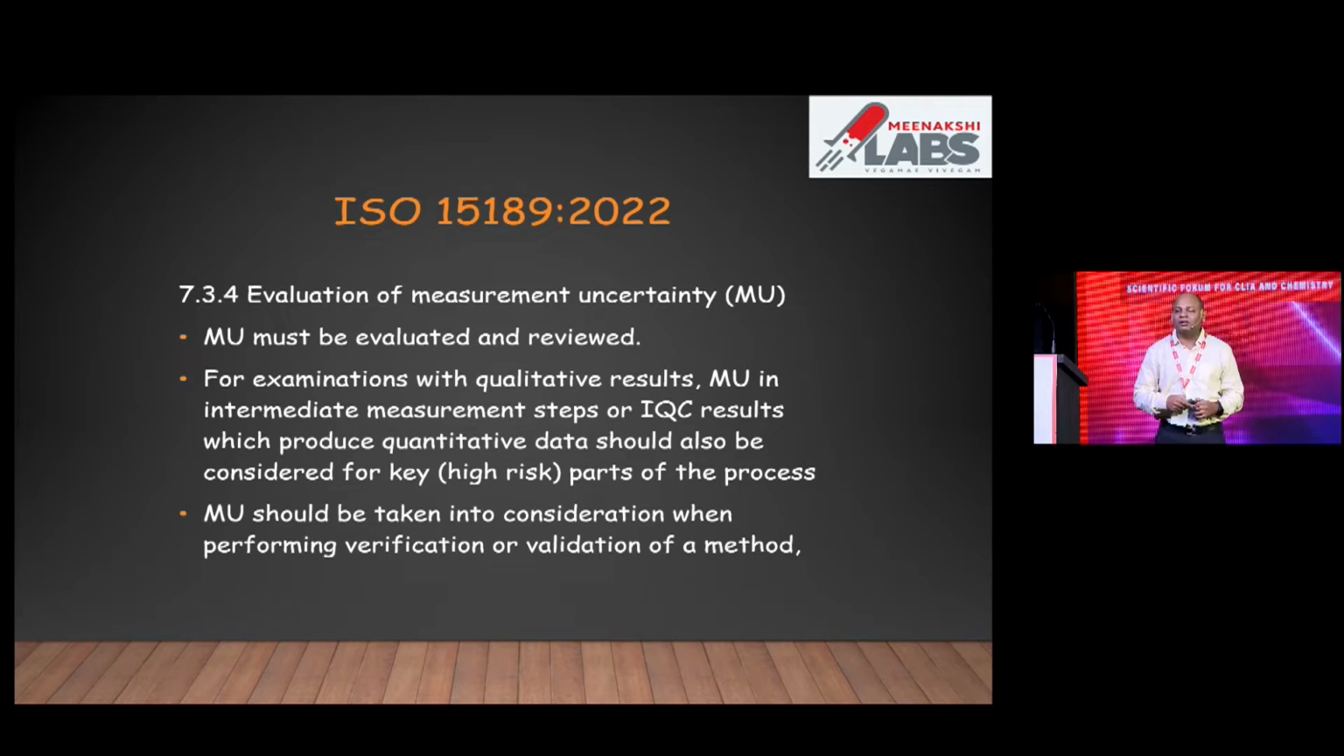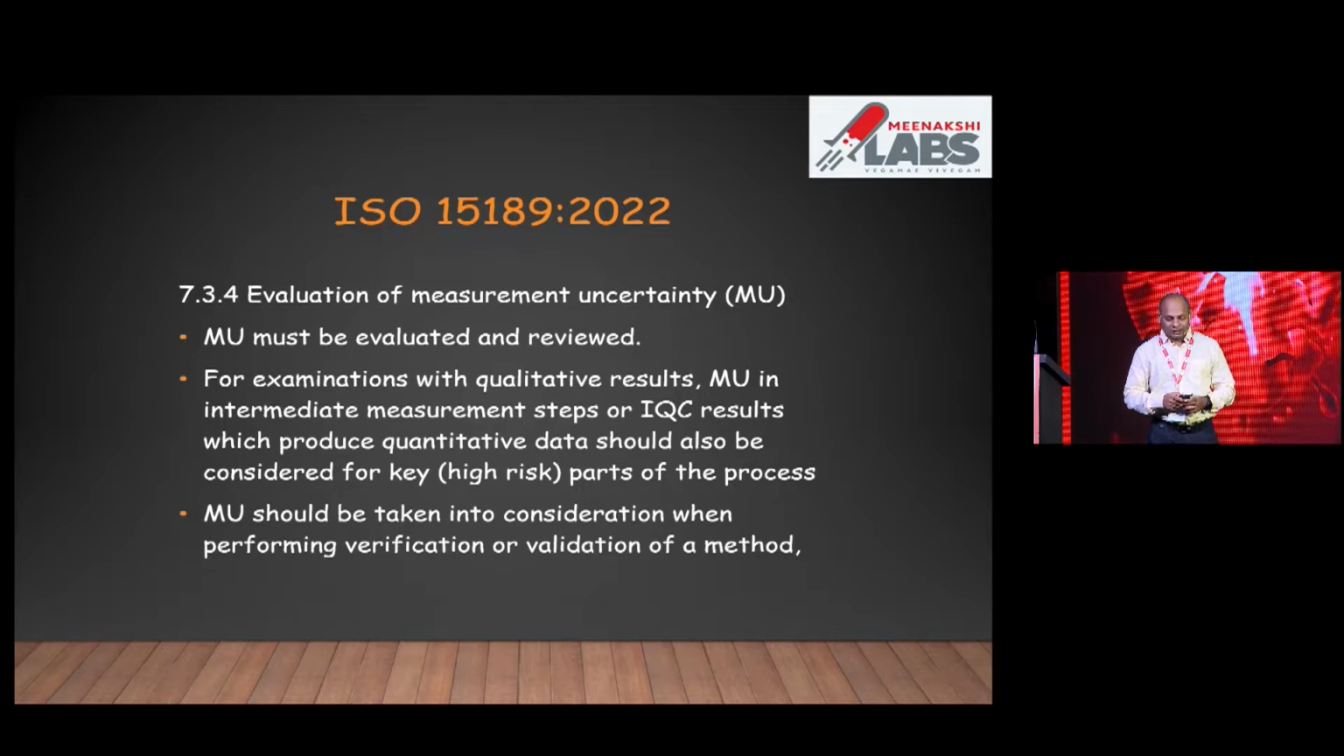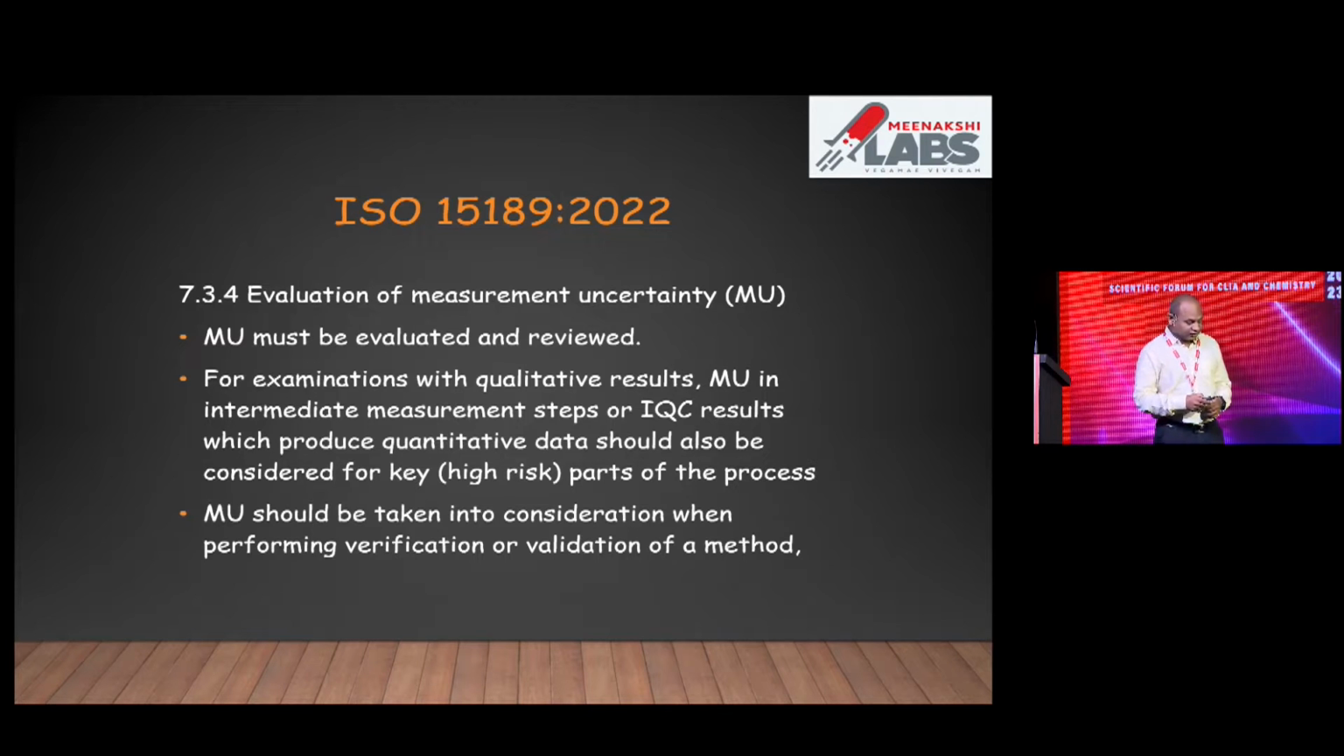So it is not only for quantitative results, but also whenever you are generating results where the ultimate output will be in qualitative terminology, such as reporting positive, negative, detected, non-detected. This is based on cutoff values of maybe your absorbances or OD values. So while calculating the measurement uncertainty of these qualitative values, you also have to consider the intermediate step where the data is generated in quantitative terms. MU should also be taken into consideration when performing verification and validation. MU is very important whenever you are considering the validation and verification of your measurement procedures.